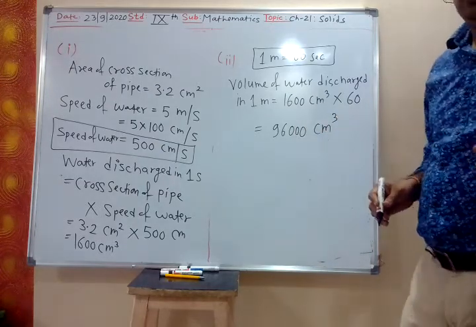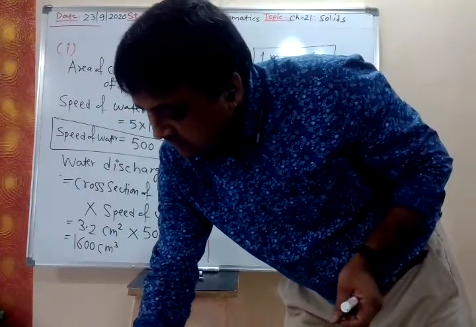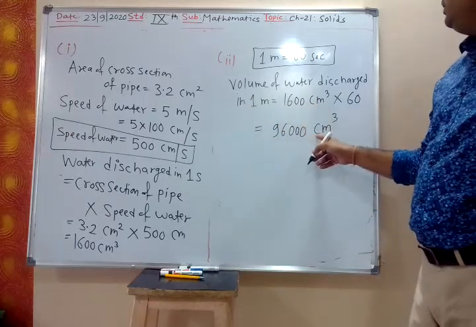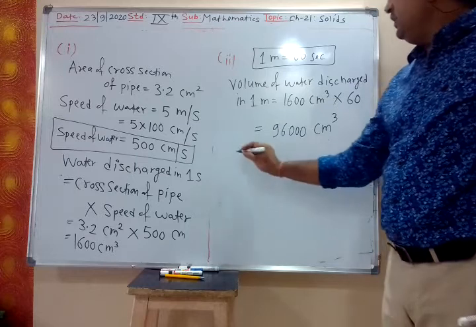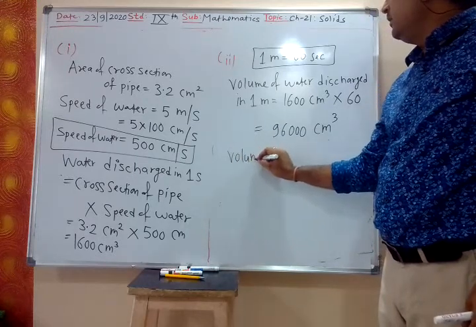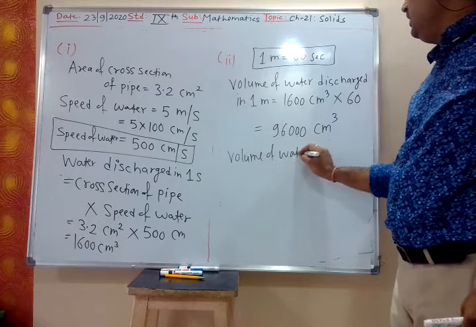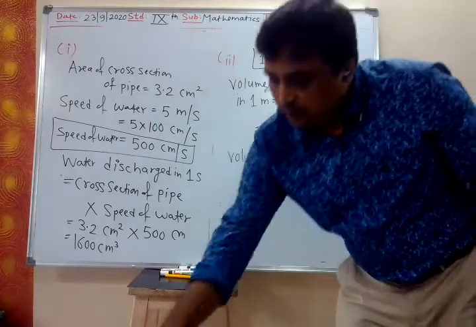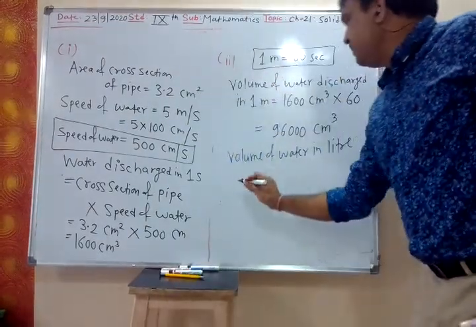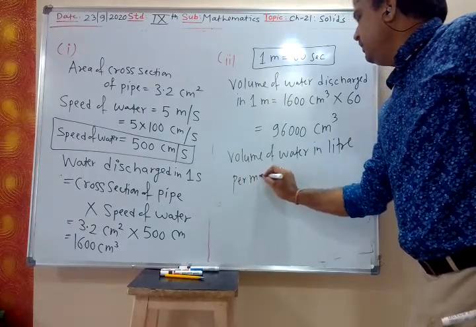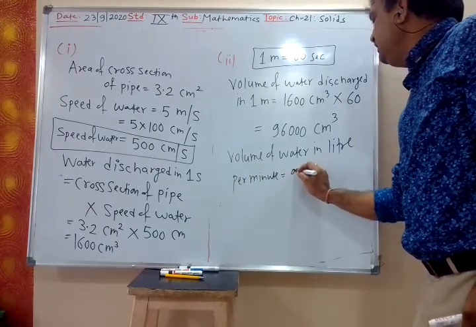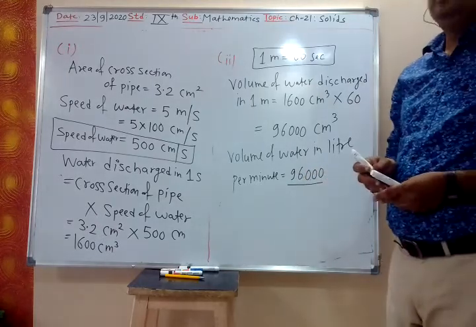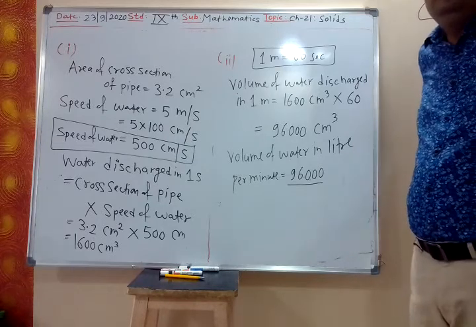Now it is asked, what is the volume of water in liter? Is it clear? So this is volume of water in centimeter cube. Now we have to convert. So we write volume of water in liter per minute will be 96,000 divided by 1 liter.